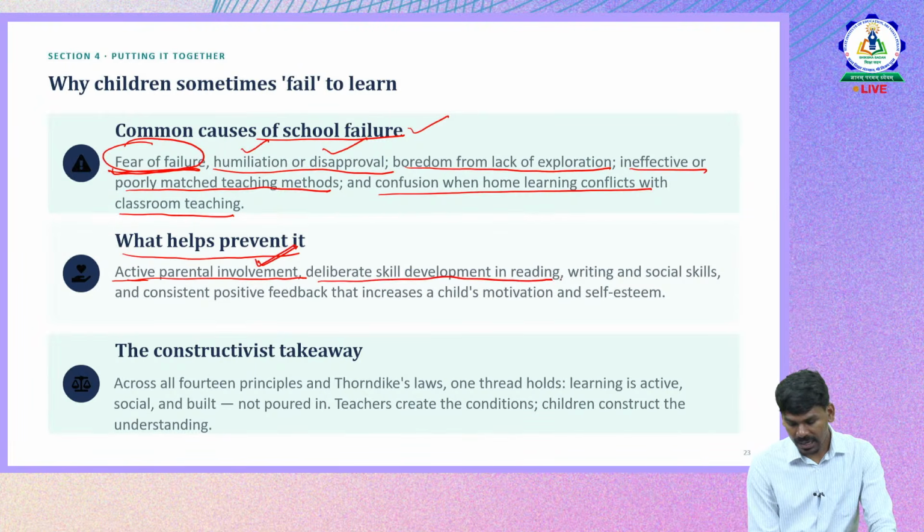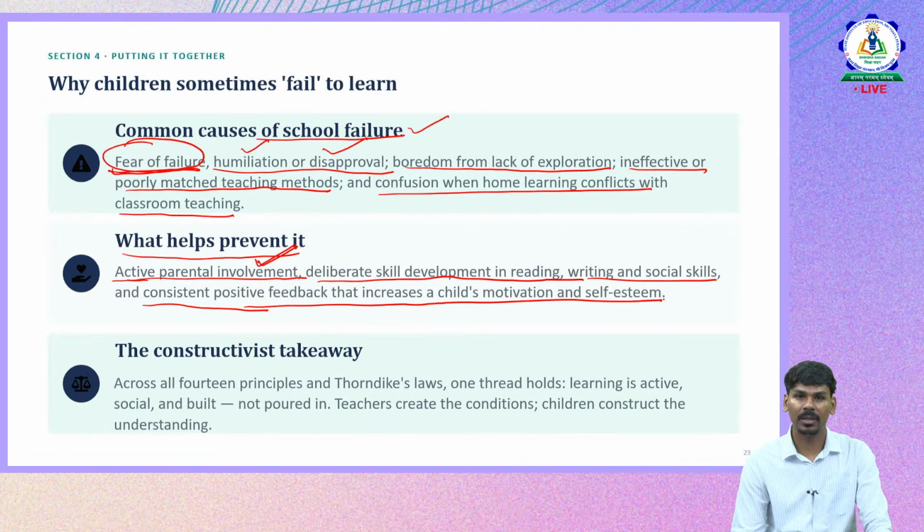Deliberate skill development in reading, writing and social skills is necessary, and consistent positive feedback that increases the child's motivation and self-esteem. It's necessary to also appreciate the child when they are doing something very small, celebrating something that is not such a big thing. Some people say, "ये क्या कर लिया, ये तो काफी नहीं है, फर्स्ट आ जाना चाहिए था, फर्स्ट भी आ गया तो काफी नहीं है, तो स्टेट में फर्स्ट आना चाहिए था." तो ऐसे ऐसे एक्सपेक्टेशन होते हैं पेरेंट्स से या फिर टीचर्स से. Celebrate their small achievements, make them feel motivated, push them but don't push them hard. Give support while pushing, which is very much necessary.